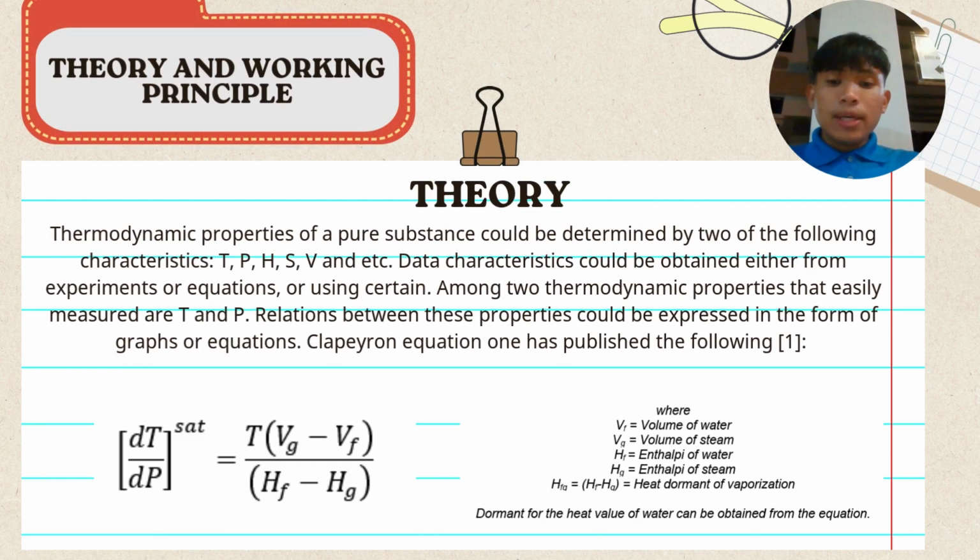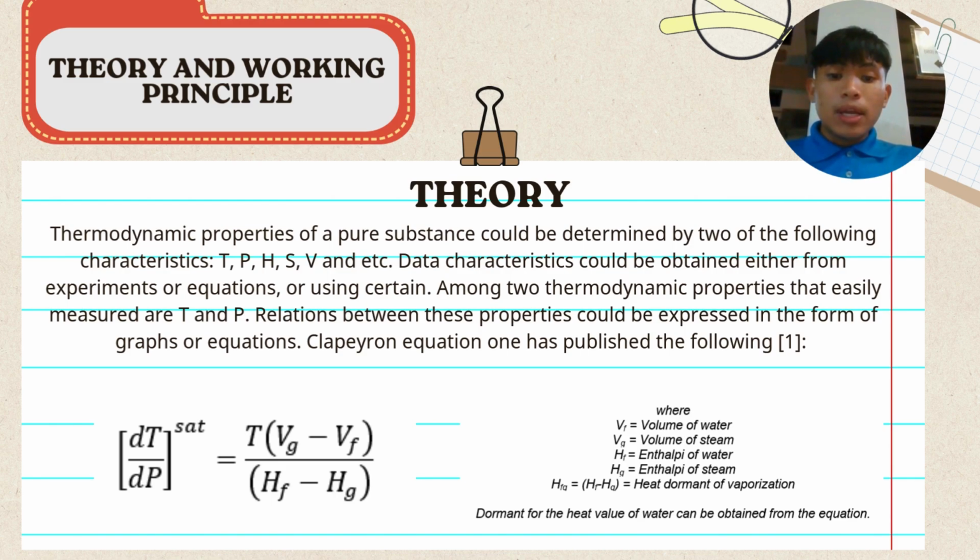Right now we are still in the theory part, where thermodynamic properties of a pure substance could be determined by two of the following characteristics: T, P, H, S, V, and etc. Data characteristics could be obtained either from experiments or equations. Among the thermodynamic properties, the ones easily measured are T and P, so the relations between these properties could be expressed in the form of a graph or equation.